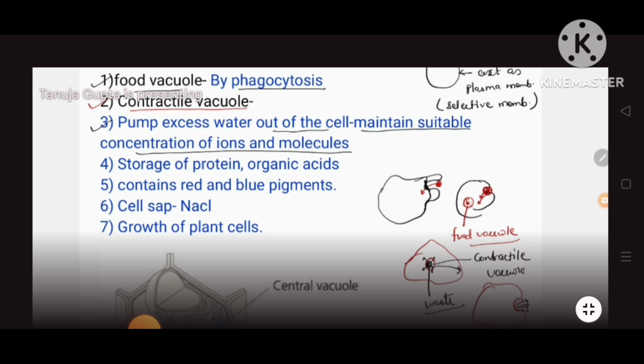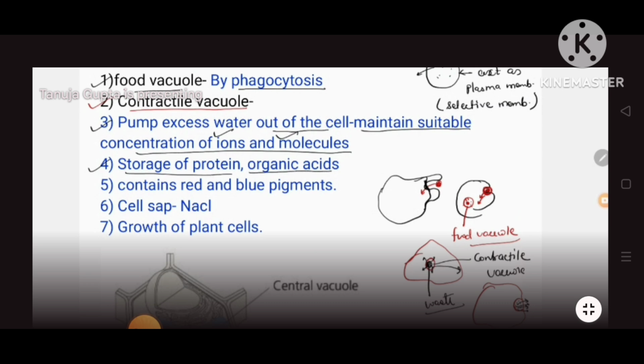It releases the water outside, so that inside, the water and ion balance, the molecule concentration, can be balanced. Okay, so it can do accordingly. If water is higher, it releases the water outside. If there's very little ion, then it takes the ion inside as well. Okay, next thing is what? It does the storage of protein and organic acids.